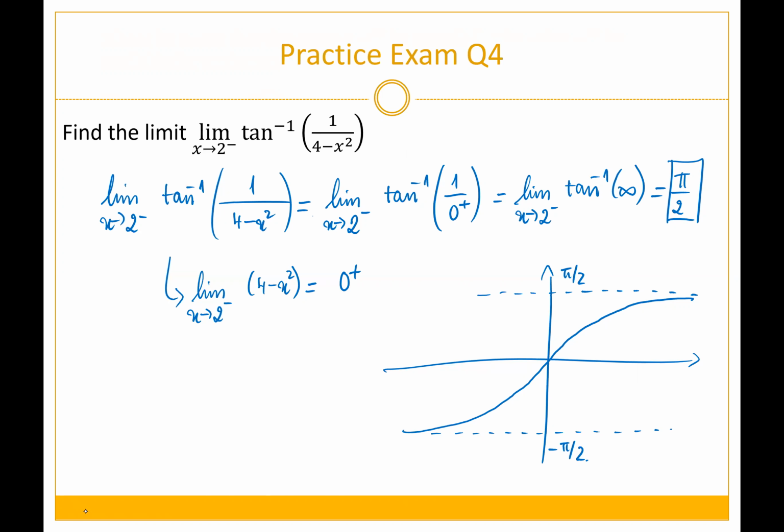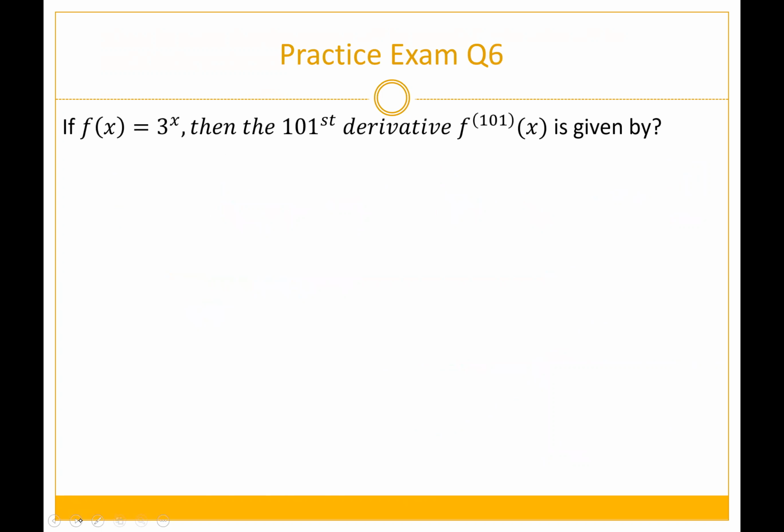So let's go ahead and go to the next question. Question 6: if f(x) is equal to 3 to the x, then the 101st derivative of that function is given by what? I think it's a very interesting question. I remember it was on my exam earlier when I was taking this class, but I haven't really seen it since then. So I put it back in so that people can work on it.